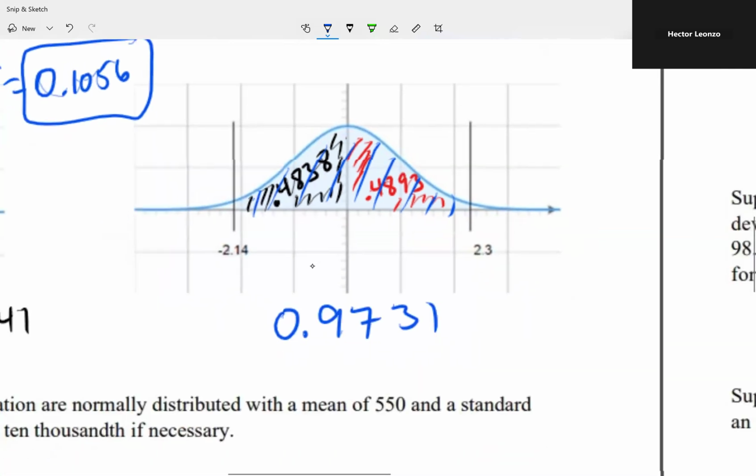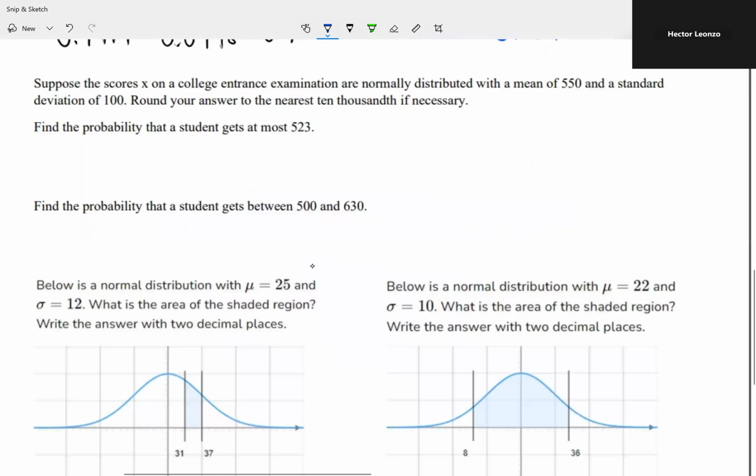Okay, let's take a look at how we use this table. Suppose the scores X on the college entrance examination are normally distributed with a mean of 550 and a standard deviation of 100. Round your answer to the nearest 10,000th if necessary. That sounds like the number 10,000. How many zeros is that? 4. So that means my answer should be rounded to 4 decimal places. Not a big deal.